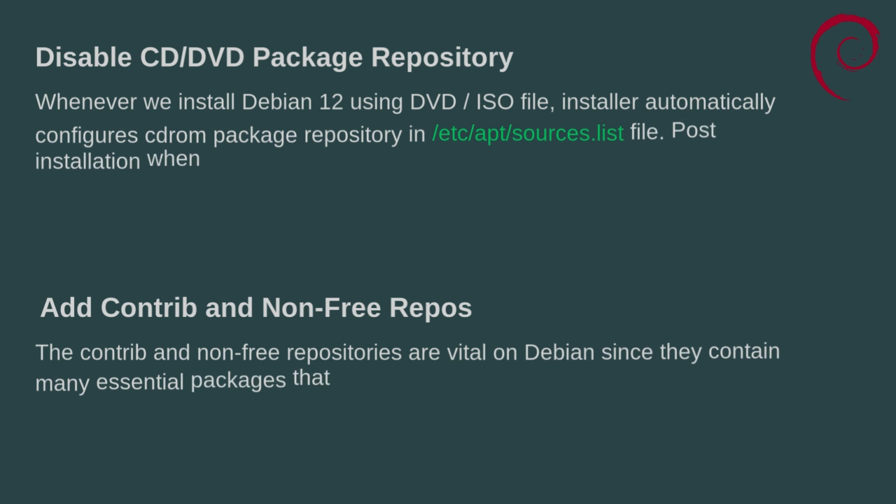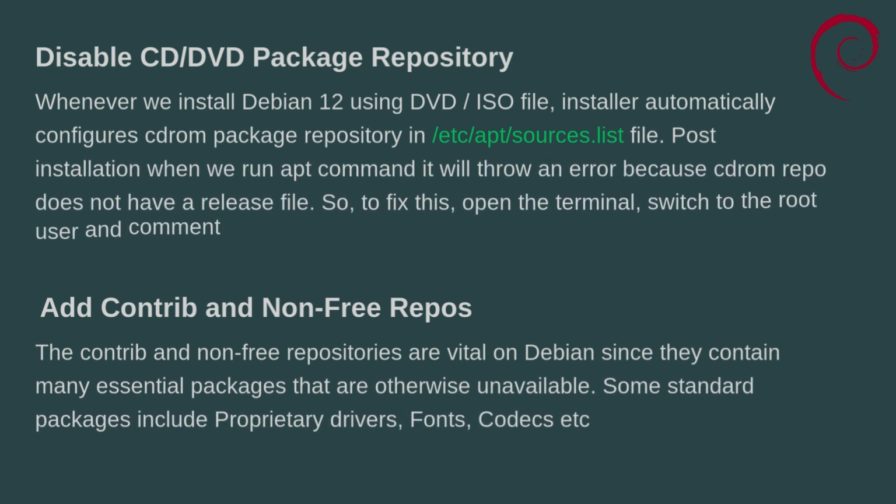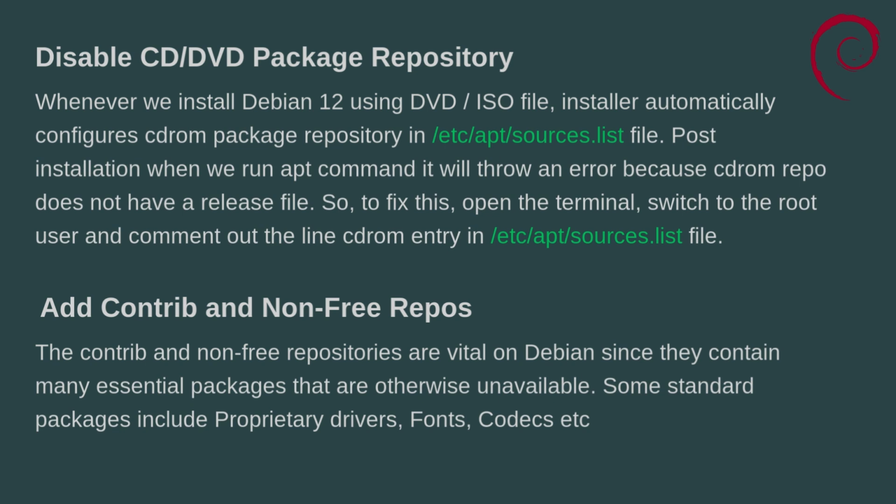Disable CD/DVD package repository. Whenever we install Debian 12 using a DVD or ISO file, the installer automatically configures the CD-ROM package repository in the /etc/apt/sources.list file. Post-installation, when we run the apt command, it will throw an error because the CD-ROM repo does not have a release file. So, to fix this, open the terminal, switch to the root user and comment out the CD-ROM entry in the /etc/apt/sources.list file.